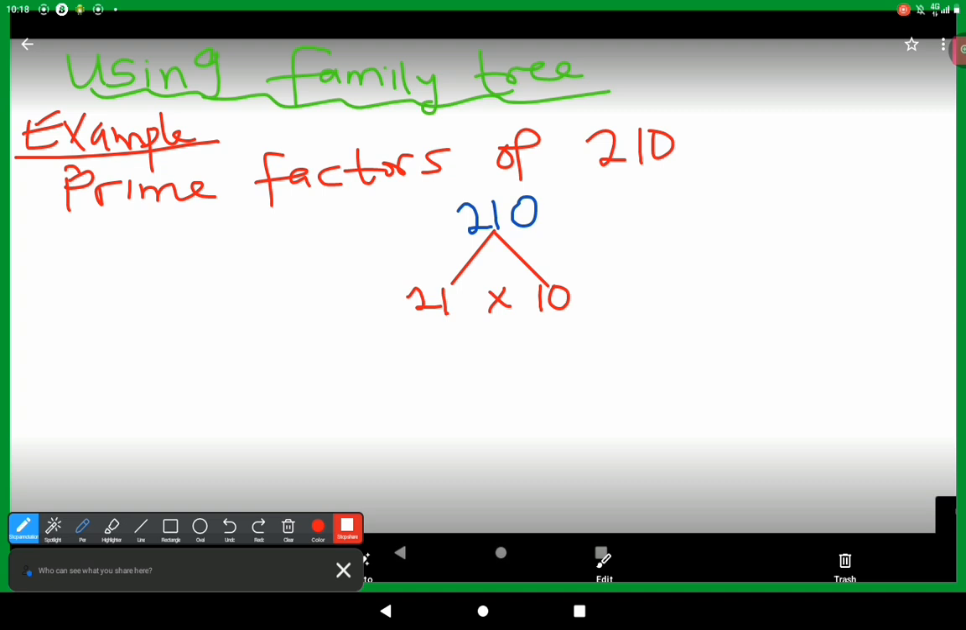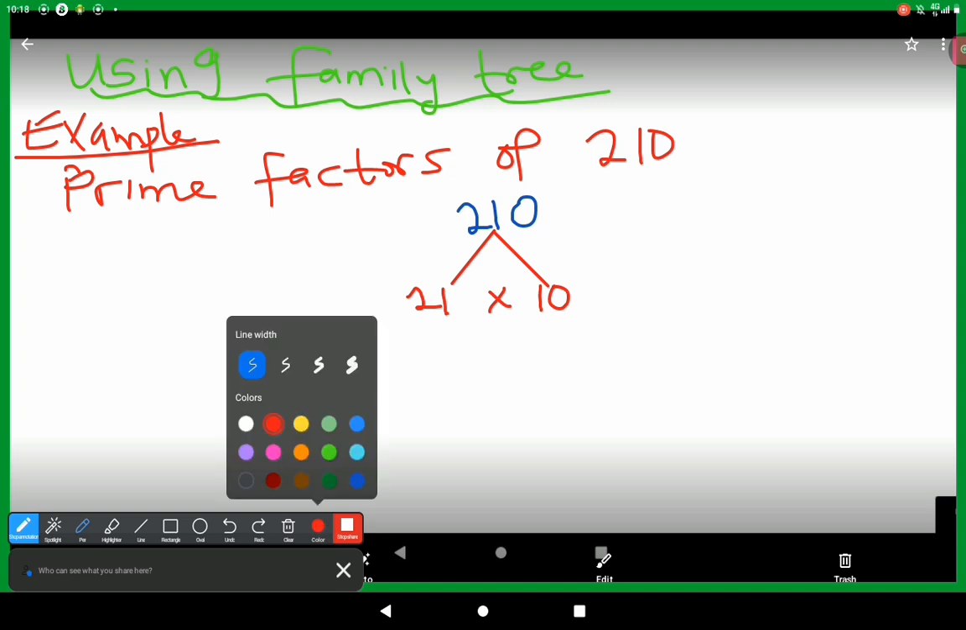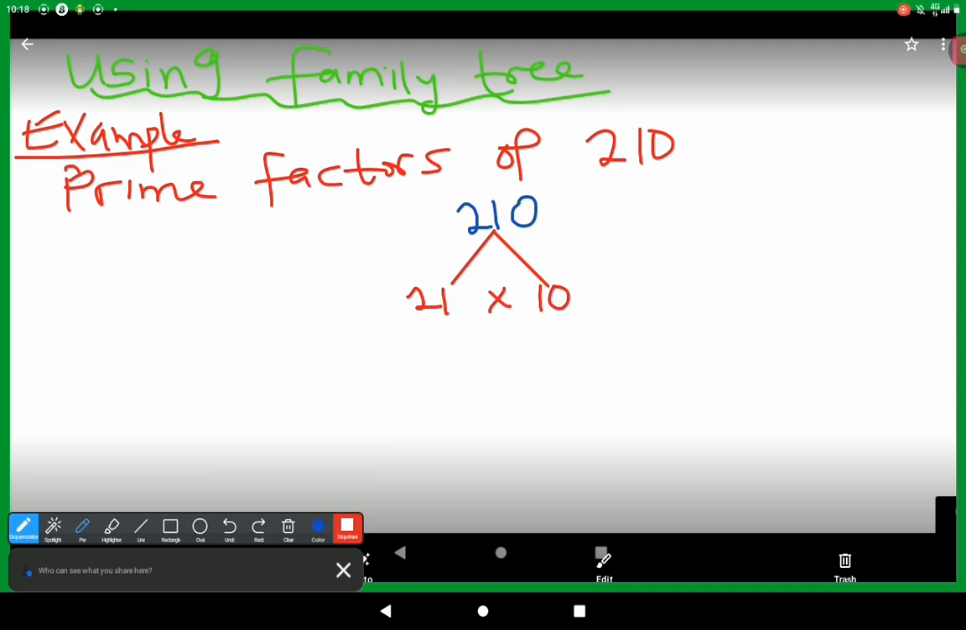Alright, when you do not have a prime number, then you do not stop there. You continue breaking it down. How can I break 21 down? What is the product of 21? Two numbers I can multiply together that will give me 21. That's what I mean. Alright, you have 3 times 7. Of course. So I'll do 3 multiplied by 7.